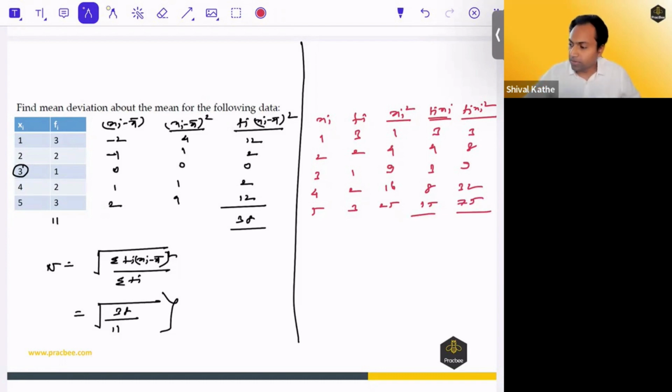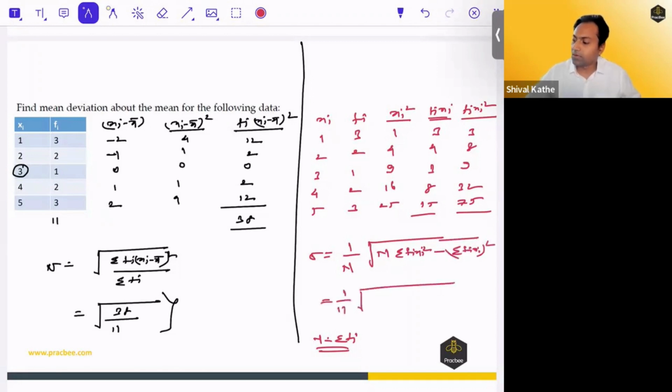So your answer now will be sigma equals 1 by N, where capital N is the summation of fi, into root of N into summation of fi xi square minus summation of fi xi whole square. So this becomes 1 by 11 root of 11 into the sum from here. 3 plus 8 is 11, plus 20 is 31, plus 52... 52 plus 75 is 122.